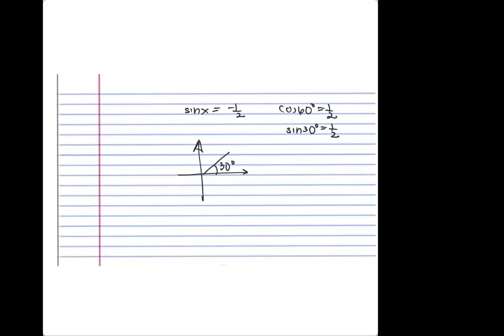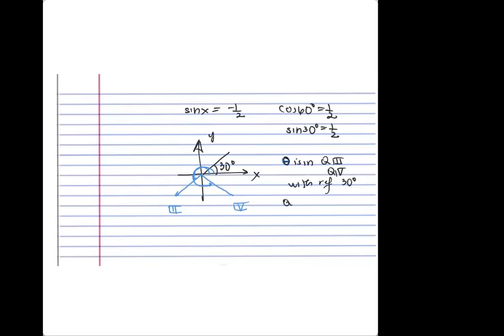But I need it to be a -1/2. So where is that going to occur? That's going to occur down here in the third and fourth quadrant. You say, well, how do you know that? Well, the sine is the y value. So the y values are negative below the x-axis. So that's why it's got to be in quadrant 3 and quadrant 4. So my two angles are going to be in quadrant 3 and quadrant 4, with a reference angle of 30 degrees.